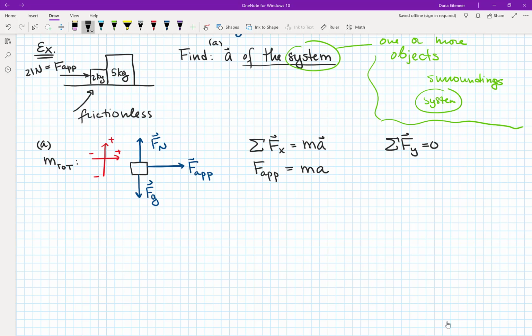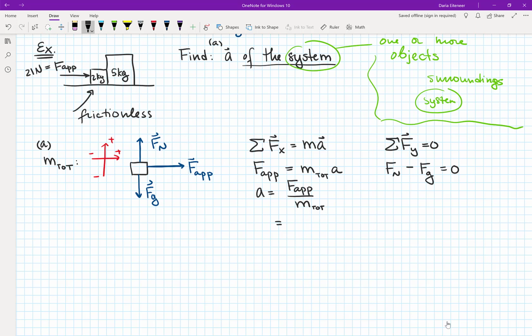In the y direction, I have the normal force, which is positive because it's upward, and I have the force of gravity, which is negative because it's downward. And that's it, right? There are no other forces, so those two add up to 0. Okay. Right now, we have enough information to solve for acceleration. So I'm going to do this algebraically first. Right? Applied force divided by the mass. And it's always a good idea to indicate which mass you're talking about. So this is the total mass, right? The mass of the entire system. So let's make sure that we're careful with that.